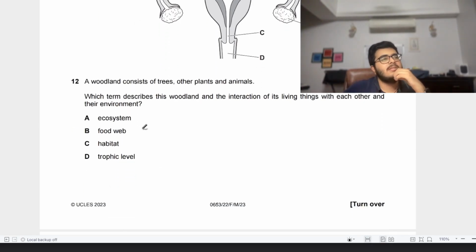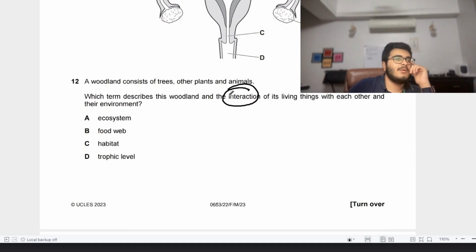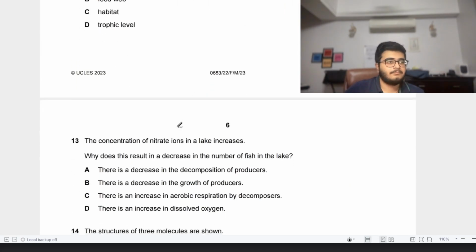Okay. Which term describes the woodland and the interaction of living things? Always remember, whenever there is interaction, it is ecosystem, right? So if you have studied the course well, you would know this. However, a trick is whenever they talk about interaction, the correct answer will be ecosystem.